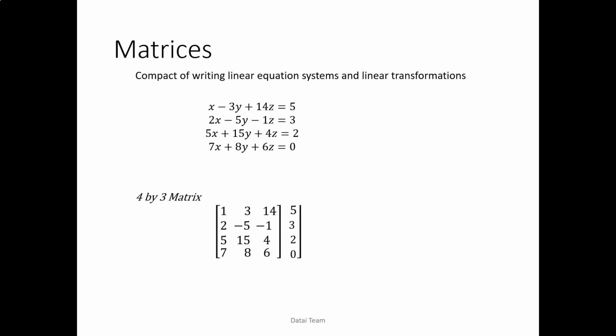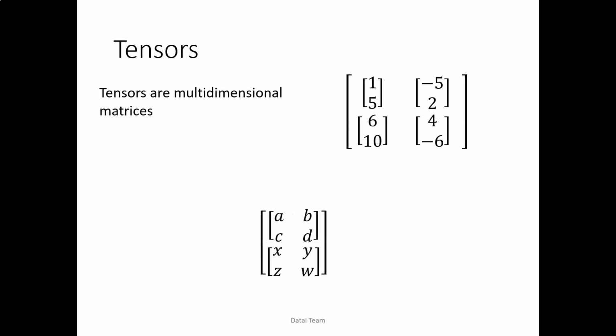While writing your equation system as a matrix, you write the coefficients of your unknowns as the values in the matrix. So we have 1, 3, 14, and then on the right side you write your result. So 5, 2, minus 5, negative 1, 3, and the result is 3. 5, 15, 4, result is 2. 7, 8, 6, and the result is 0. They are really useful, and we will do lots of different operations with them, and they are a fundamental part of machine learning. We also have tensors.